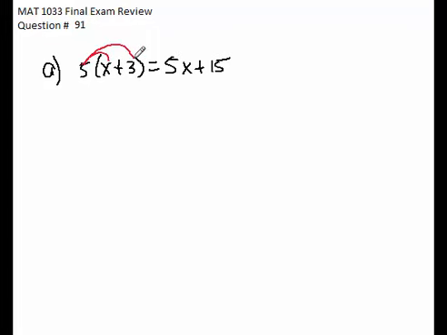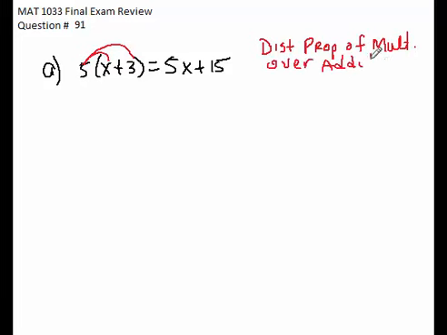So if you notice, this 5 has been distributed as a product over the x plus 3, so it's the distributive property of multiplication over addition. Okay, that would be the name of the property that was used.